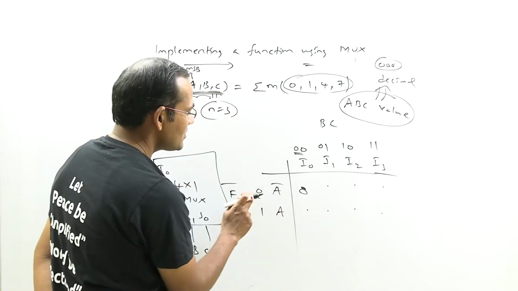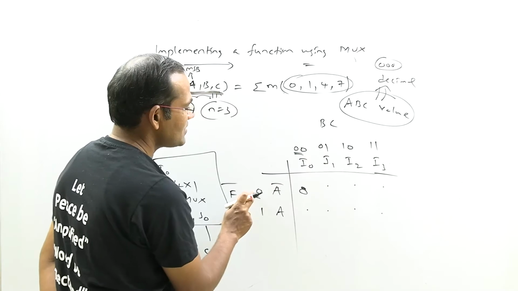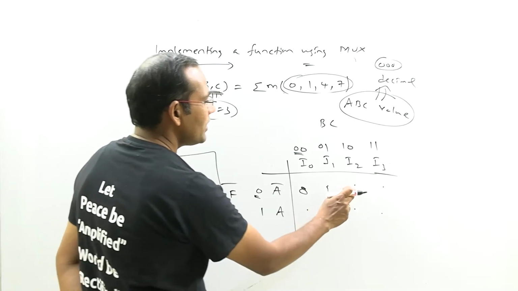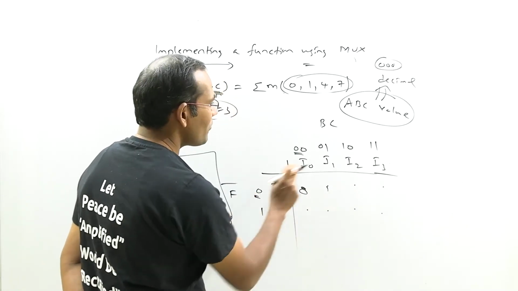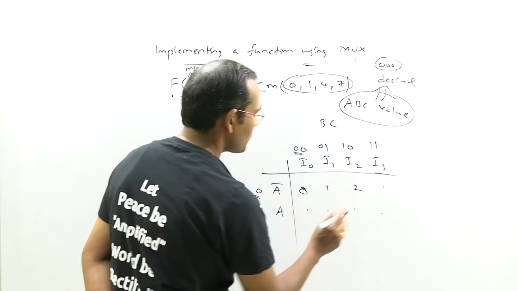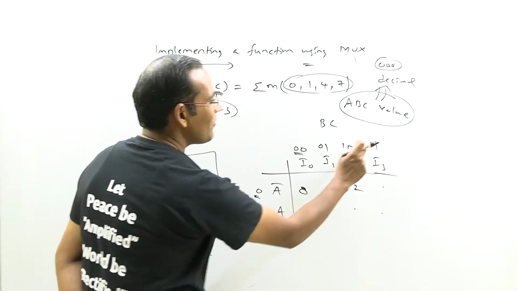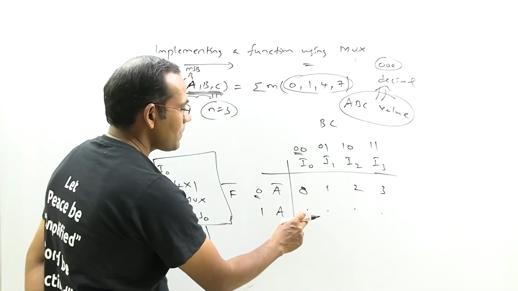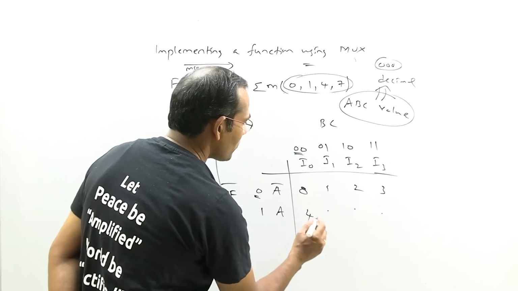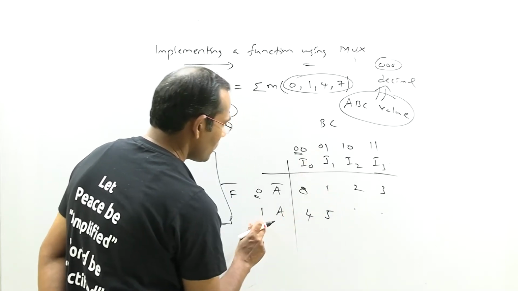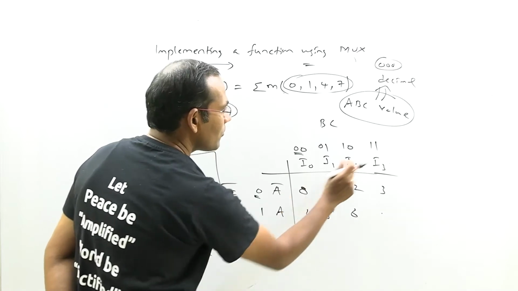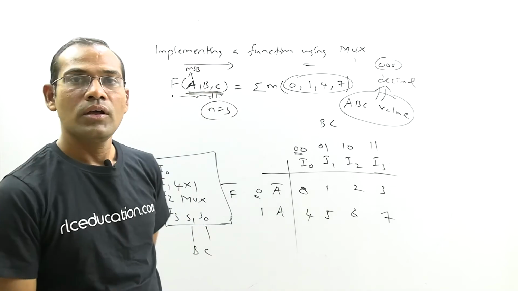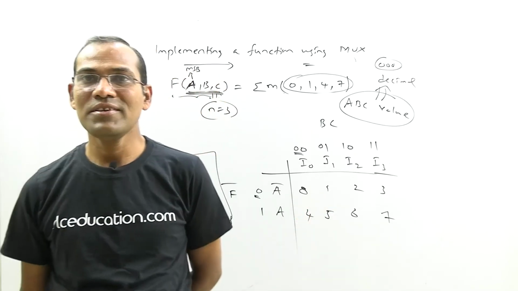Here ABC is 0, 0, 1. A is 0, BC are 0, 1. So 1. And here ABC is 0, 1, 0. So 2. Then here the value is 0, 1, 1. So 3. Here ABC is 1, 0, 0. That is 4. 1, 0, 1 is 5. 1, 1, 0 is 6. 1, 1, 1 is 7. 3 ones means 7. Then write the values like this, ABC values at each position.